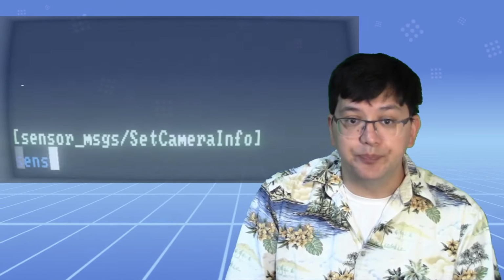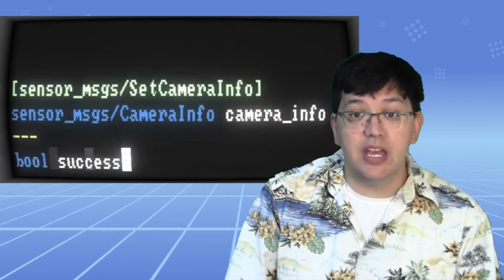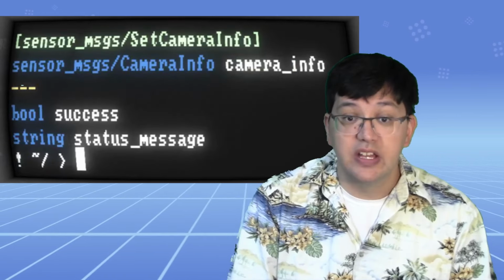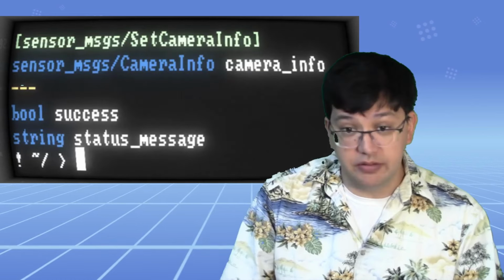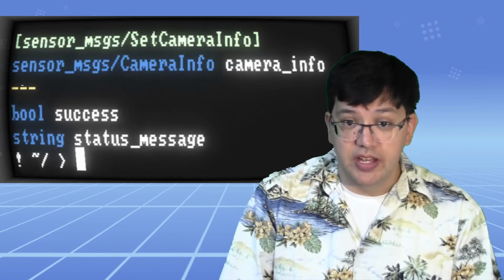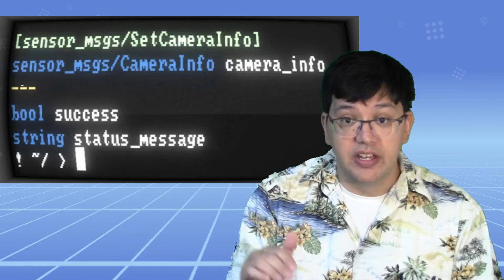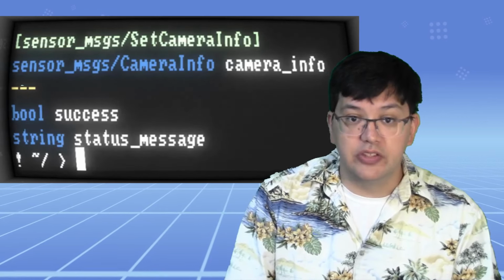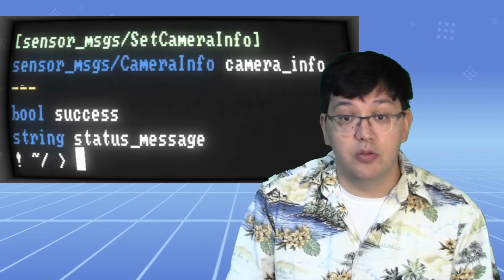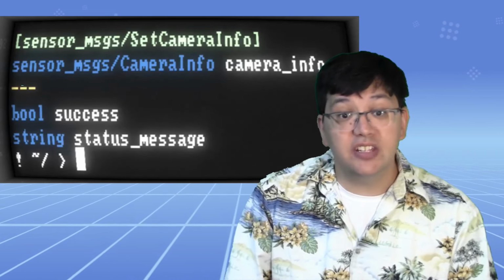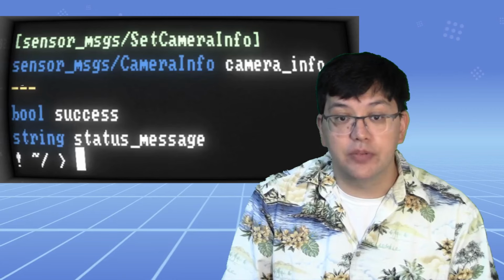For example, here we have the SetCameraInfo service. The first part, the request, is just the CameraInfo defined in a separate ROS message. And then we have 3 hyphens. Then the second part is the response, containing a Boolean flag to say whether the camera info was successfully set and a string with any additional status information.